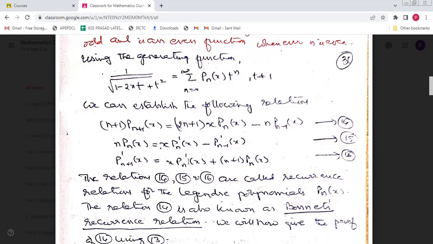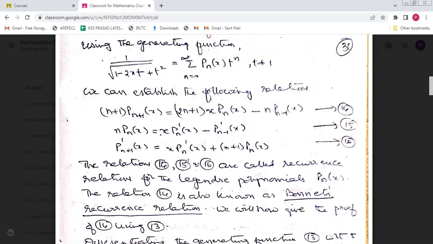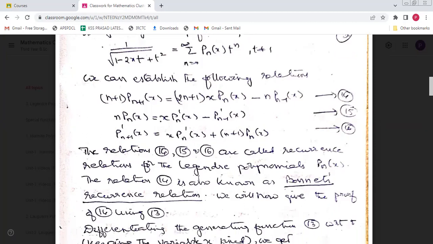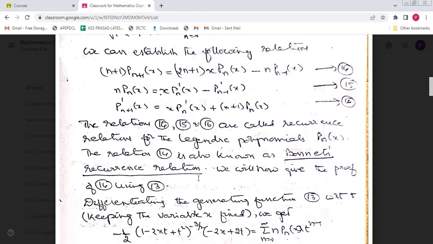These are known as the recurrence relations of the Legendre polynomials. What are they called? They are known as recurrence relations for the Legendre polynomials. And what is the other name for this? They are also called Bonnet's recurrence relations.